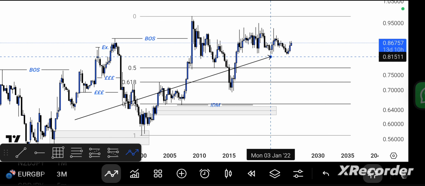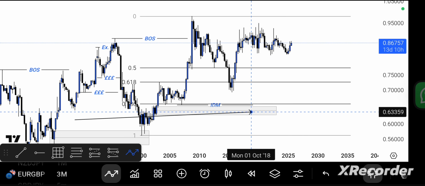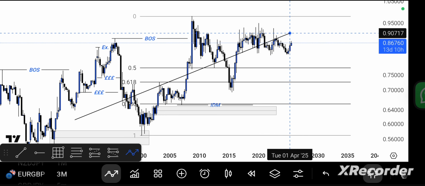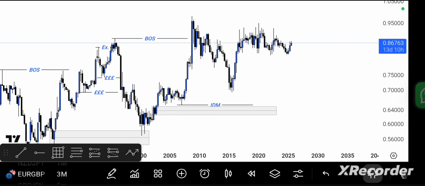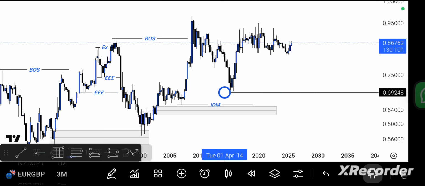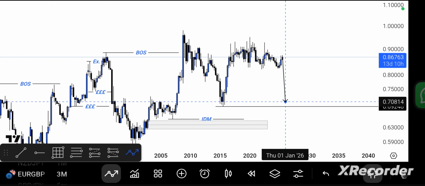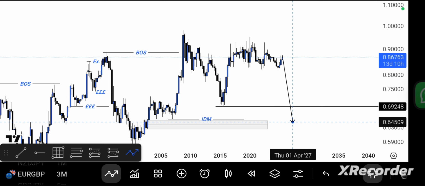So I am hoping the market, or my prediction is for the market to retrace all the way here into our order block, then buy off, which makes our target for 3 months time frame this level. So we are currently looking to sell this market to this point, then buy from here.